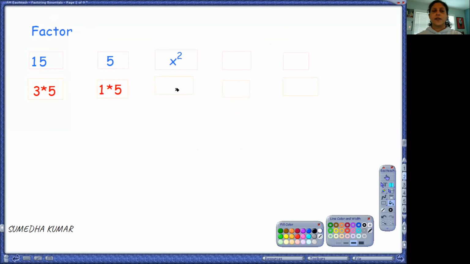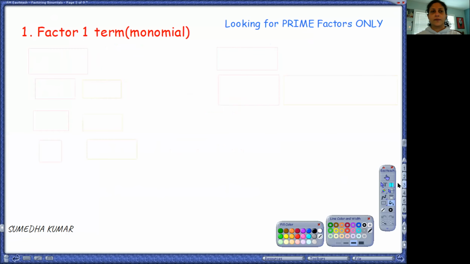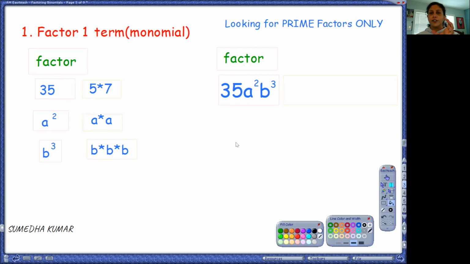If it's x squared, then it's x times x. If it's just x, then it's 1 times x. And if it's negative x, what do you think it is? It's negative 1 times x. So when we have to factor just one term, you already know how to break them up into prime factors. So the question will ask you to factor a term. Make sure you list each term and make sure they are prime factors.